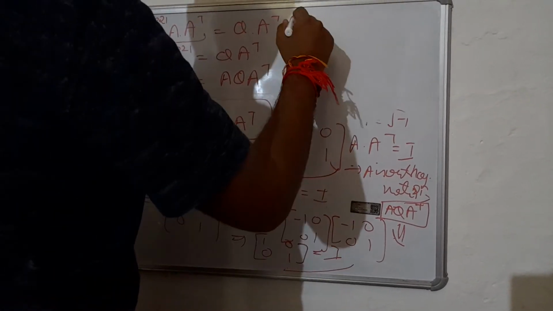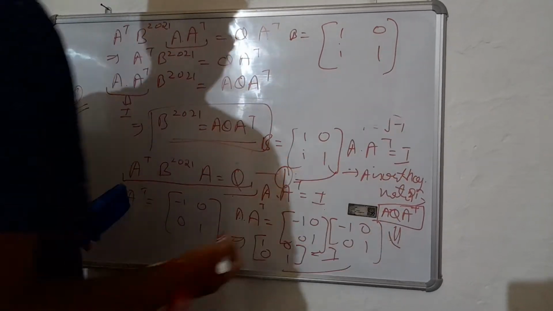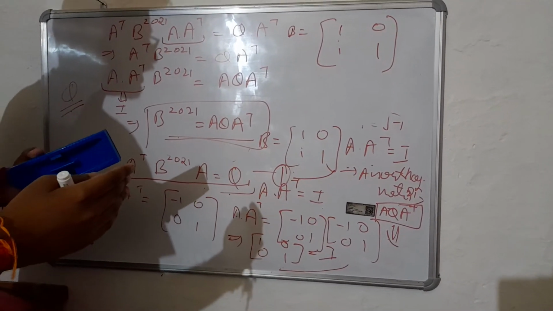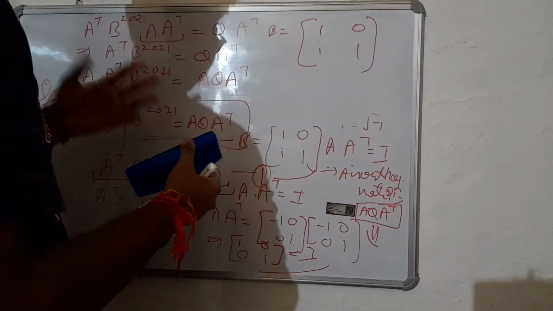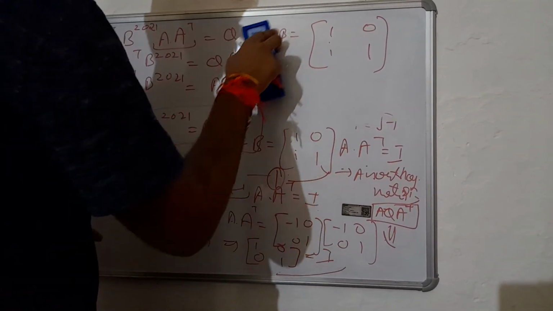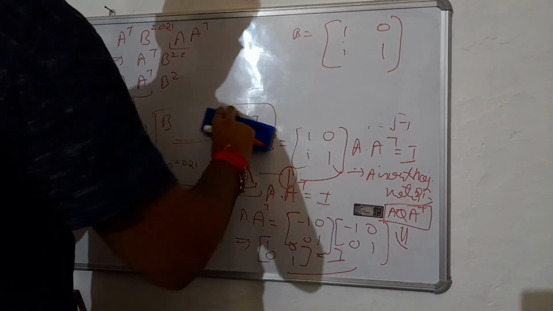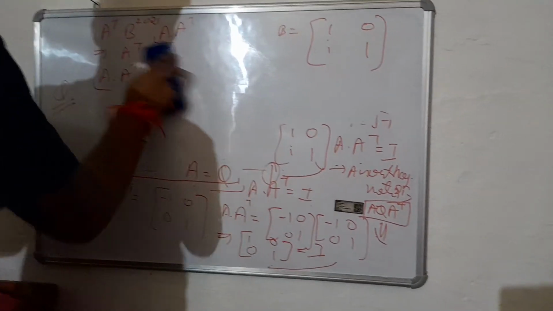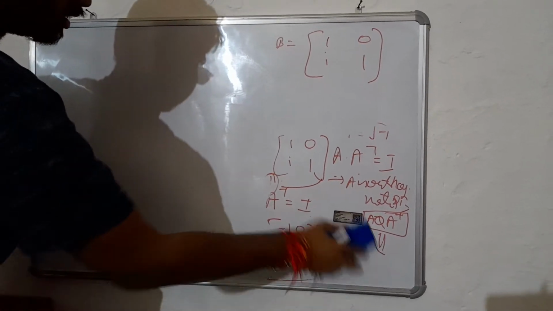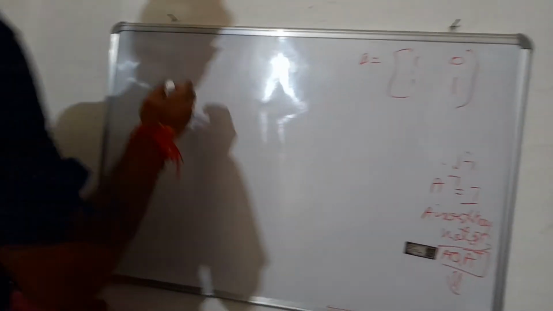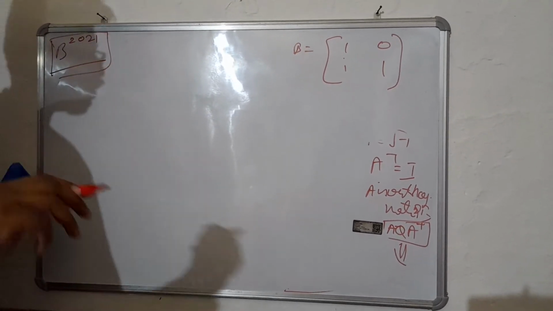What is B? B has 1 0 iota 1. Just simply multiply it by B square, get B square, B cube, see the relation, and let us see what will be B raised to the power 2021. So we need to find some analogy between its powers. Okay. So what is our ultimate aim now? We have to find ultimately B raised to 2021. That's it. Our question is over.